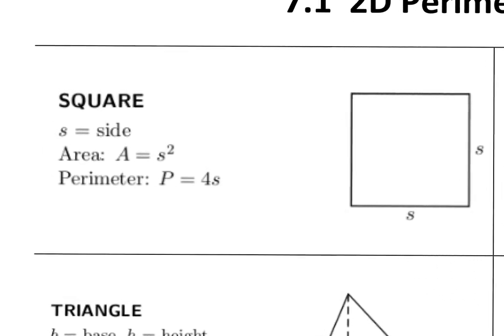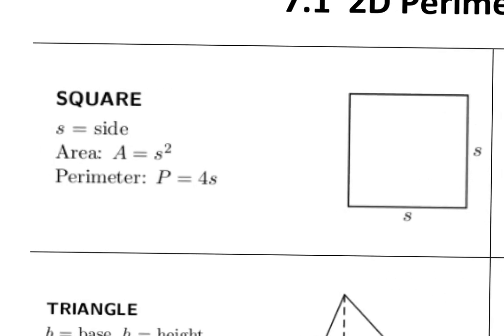For a square, how to find the area and how to find the perimeter. Area of a square: side times side, or side squared. Okay? Perimeter of the square: side times 4, or 4s. Okay?